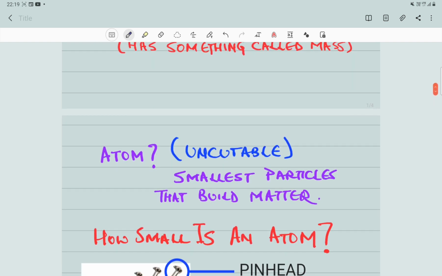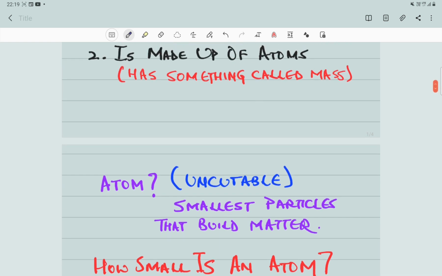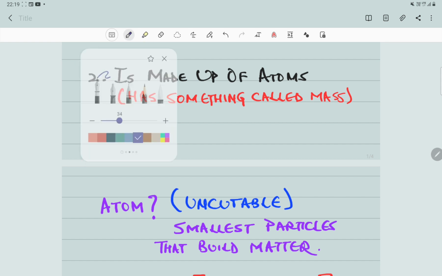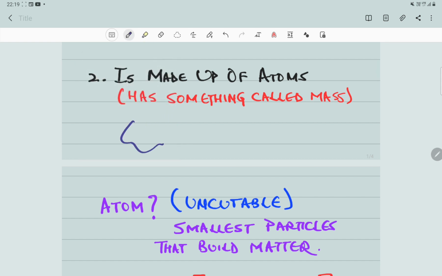An atom is an uncuttable substance. The meaning of this word atom is uncuttable, something that cannot be broken down. Now, atoms are the smallest particles that make anything. In order to understand that, let us take a piece of rock. Let me draw a piece of rock here. Let's say this is a piece of rock, a three-dimensional rock.